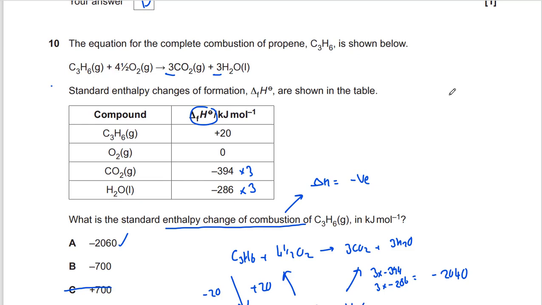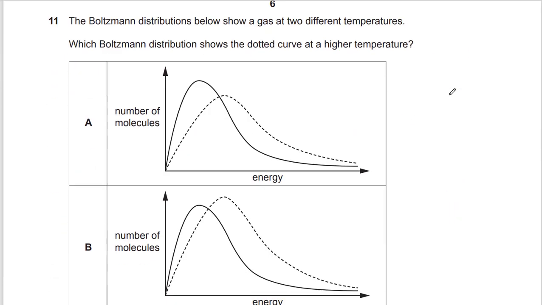Moving on then to question 11. Okay, so this is a Boltzmann distribution question again, so 4 different graphs. It shows a gas at 2 different temperatures, and the simple question is asking which one shows the dotted curve at a higher temperature. So we need to recall what happens when we use a higher temperature for Boltzmann. When we use a higher temperature, the particles should have higher energy.